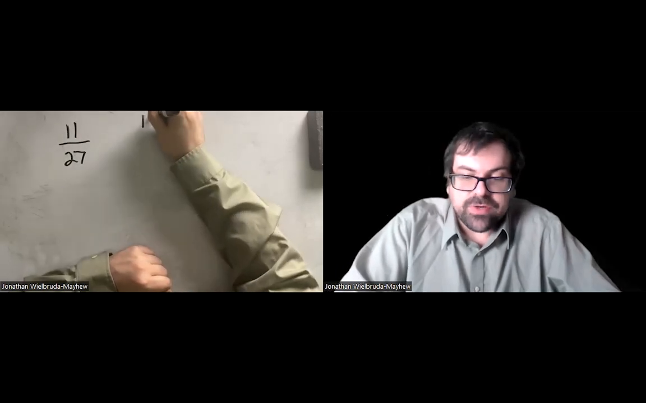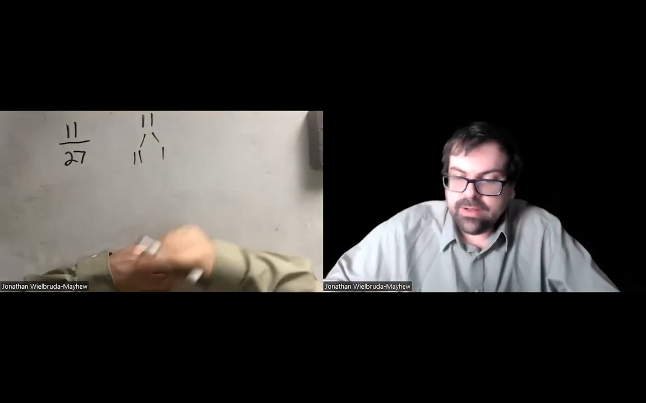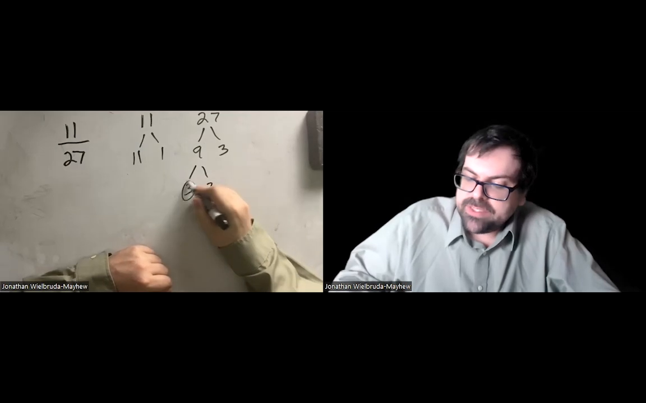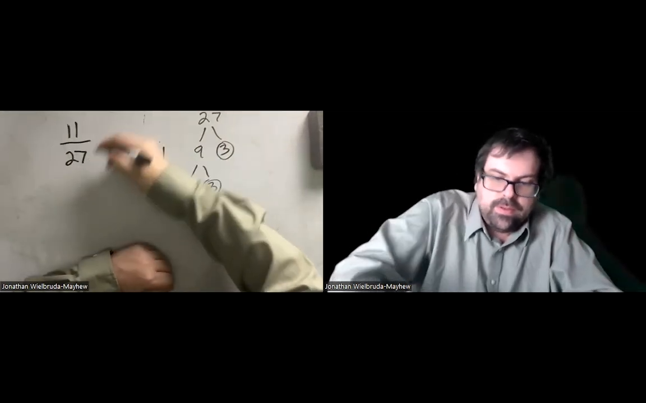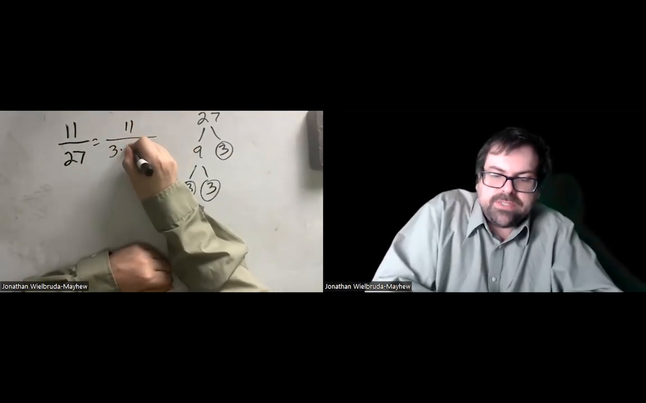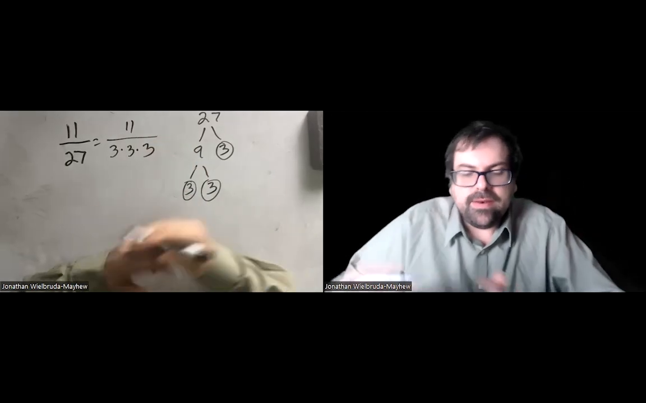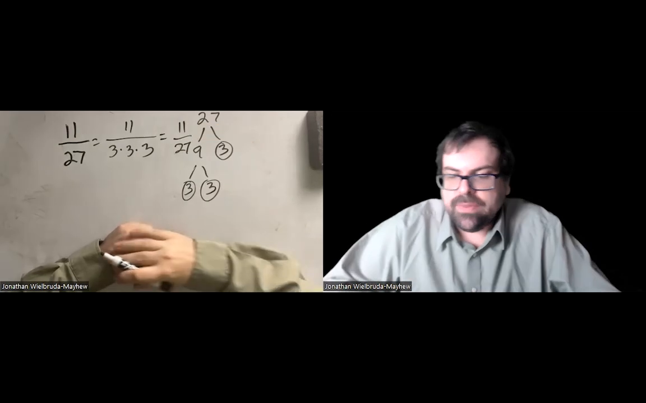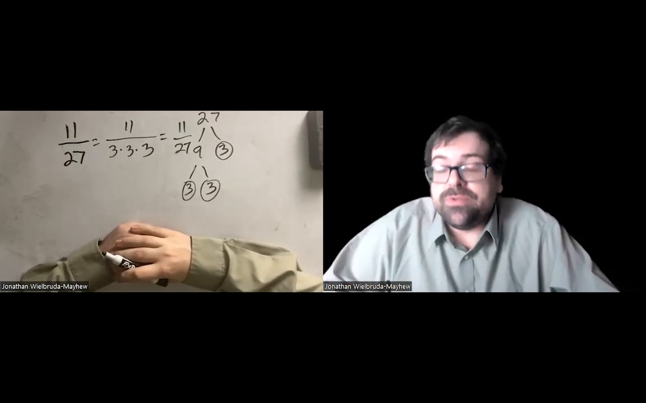If you did factor trees, 11 would be 11 times 1, so just 11. 27 would be 3 times 3 times 3. You'd write out 11 over 3 times 3 times 3. Nothing cancels. So 11/27 is the reduced form.